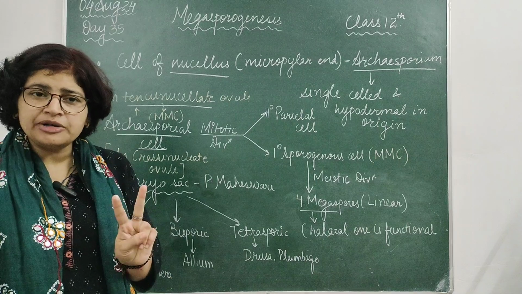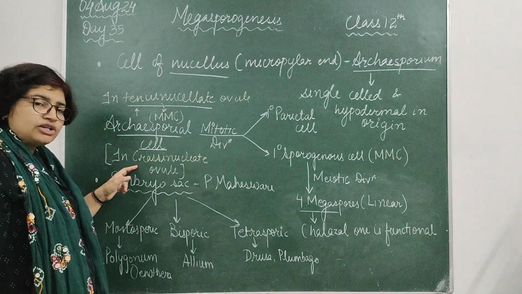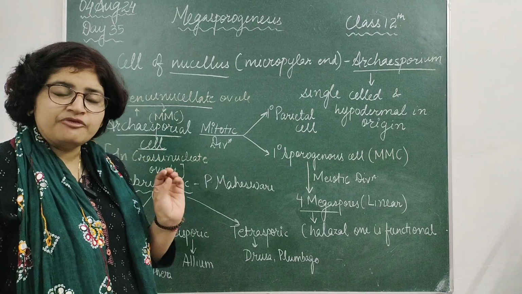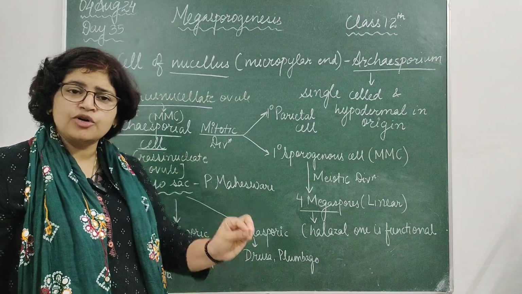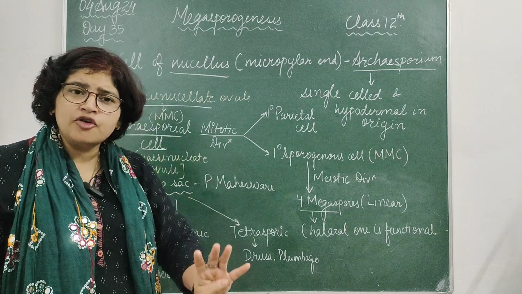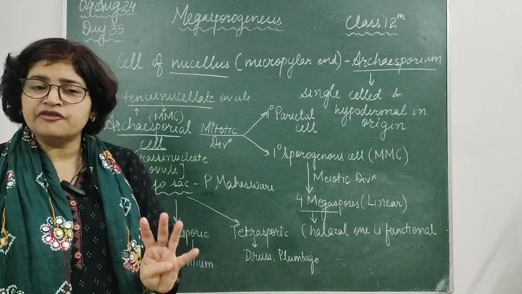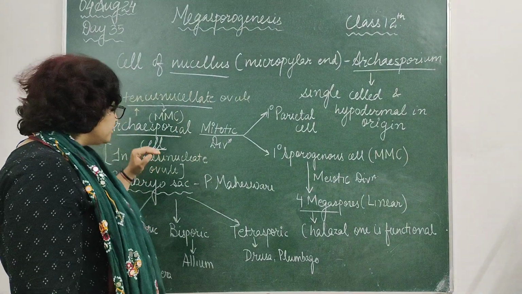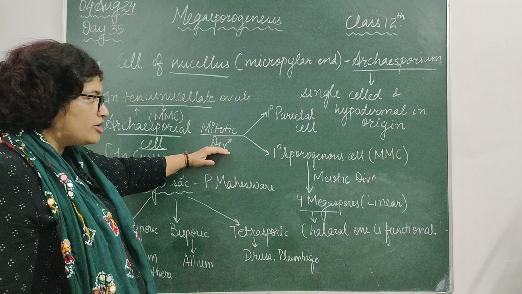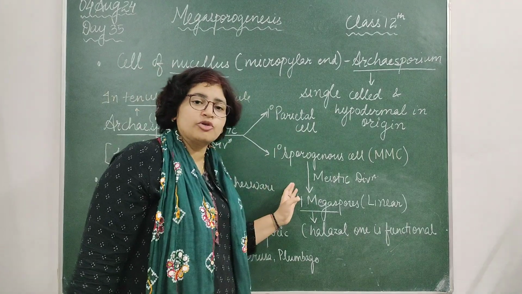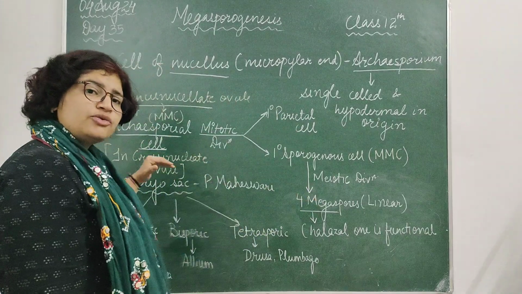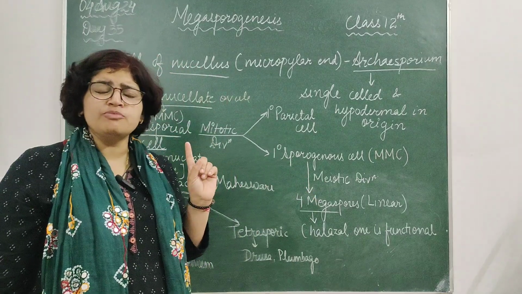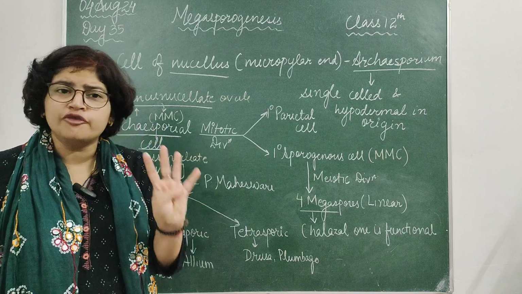We considered 2 different examples, one in case of crassinucellate ovule and the other one in the tenuinucellate ovule. The procedures are totally same. Megaspore mother cell will undergo only one meiotic division to form 4 megaspores, but the cells which behave like megaspore mother cell are different. As in crassinucellate, the archaeosporial cell will undergo mitotic division to form parietal cell and sporogenous cell. So in case of crassinucellate ovule, the sporogenous cell will behave like megaspore mother cell and it will undergo meiotic division to form 4 megaspores.